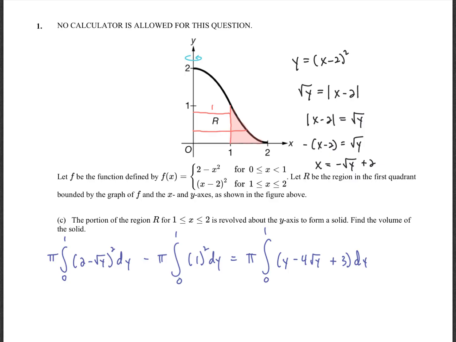Okay, so now we got to integrate that. So let's do that here. Here we have a y, so the integral of y is just y squared over 2. This is really a y to the 1/2, so this will be y to the 3/2 times 2/3, and then times it by 4, this will be 8/3 y to the 3/2, and then the integral of 3 is just 3y.